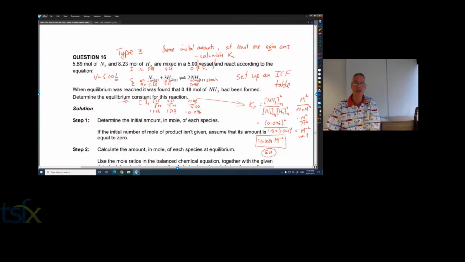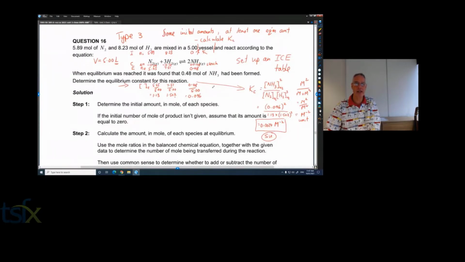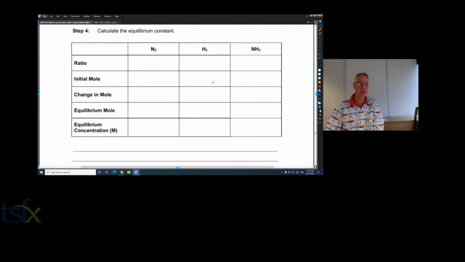What's the recognition? You're given some initial amounts. You're given at least one equilibrium amount. You're definitely given the volume if it's not 1, and you have to calculate the KC. And if you don't set up an ICE table or a RICE table, you might want to transfer all that data. So that we've got here, ratio is 1 to 3 to 2, if you wanted to put that in your table. The initial mole, that is what I've called mole initial. The change in mole, that's what I've called the delta N. The equilibrium mole, that's what I call NE, and the equilibrium concentration.